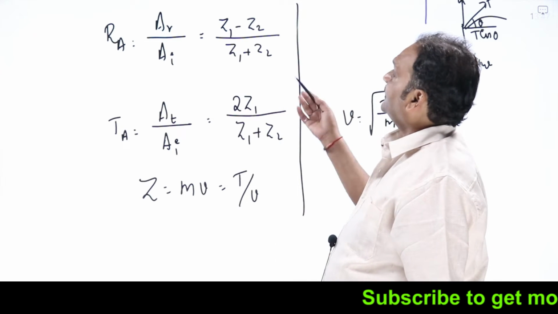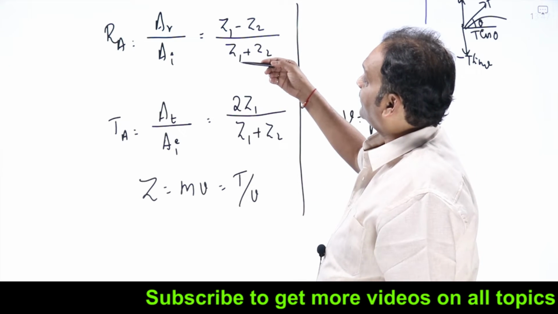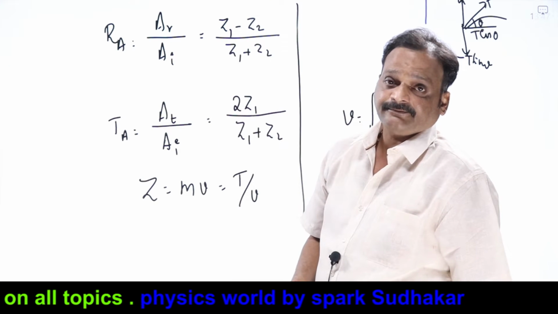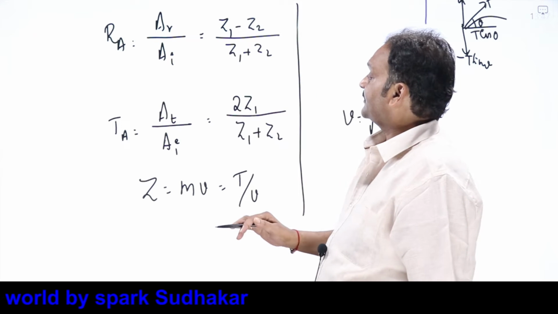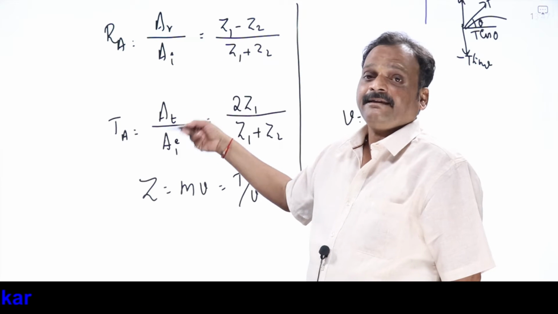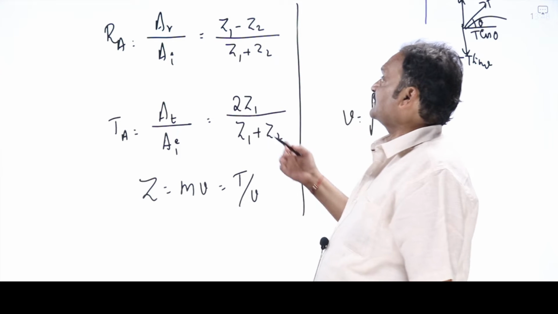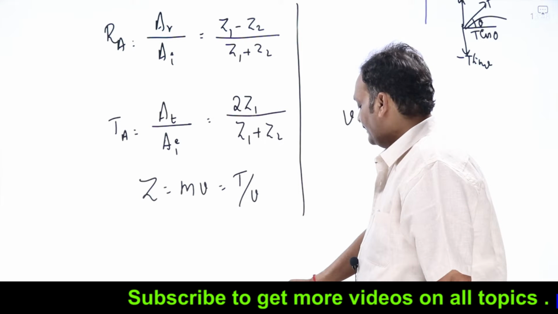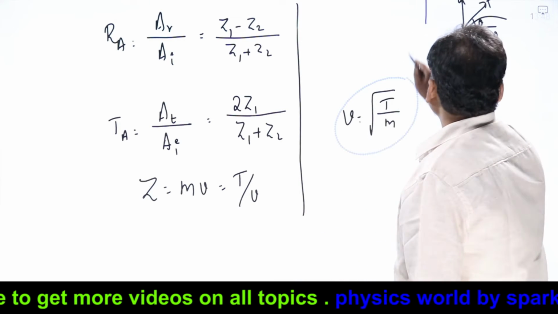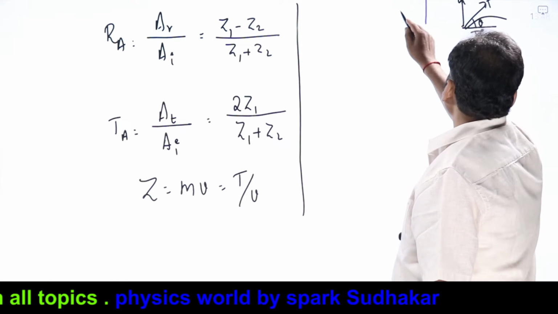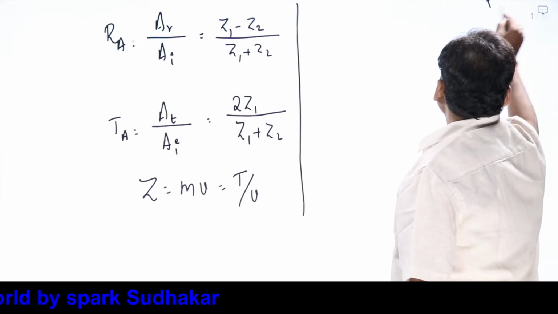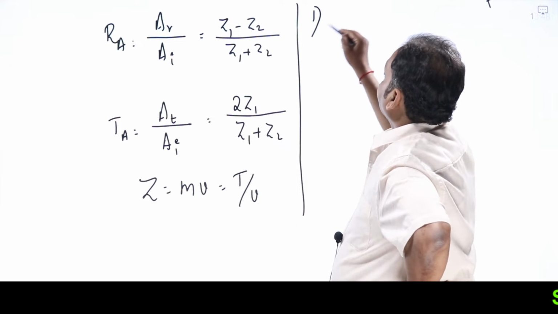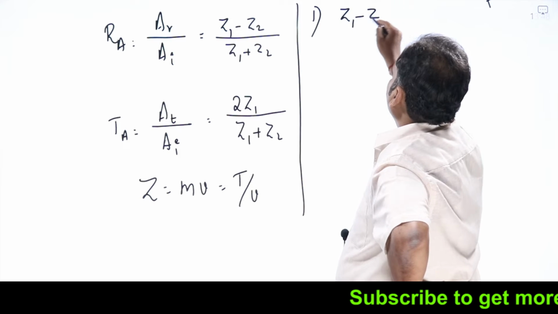Now we will understand what fraction gets reflected and what fraction gets transmitted. It depends on the relative values of Z1 and Z2. Depending on the relative values of Z1 and Z2, RA and TA will be changing. Now we have to see the cases one after the other. What are the cases possible here? First, case 1.